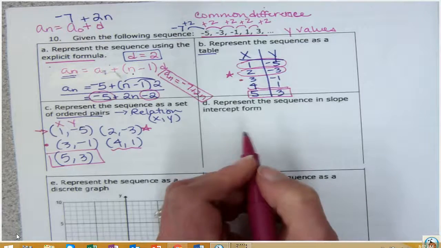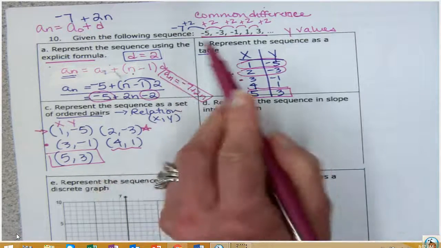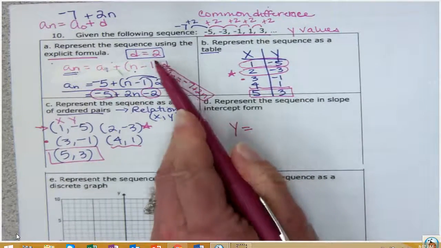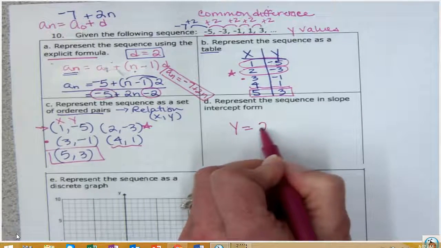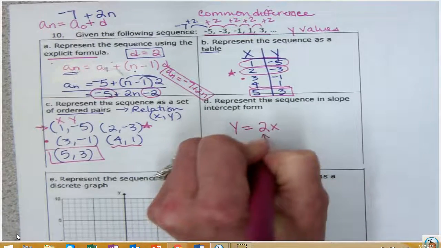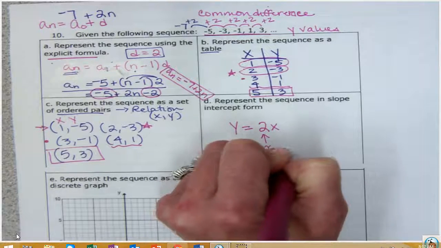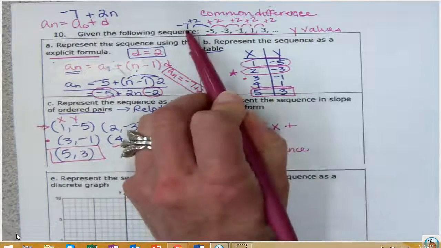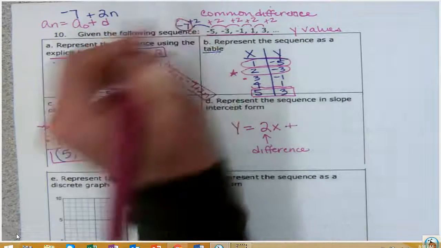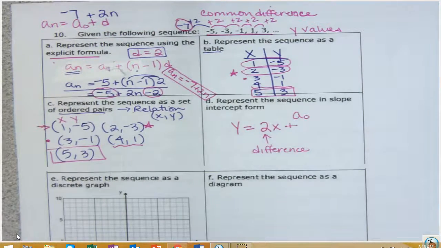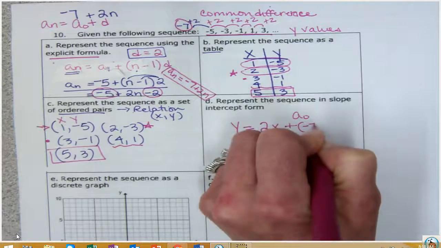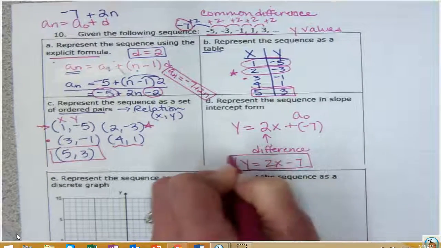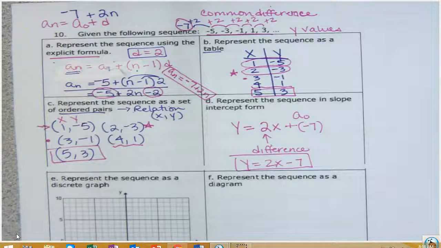Okay, in slope-intercept form, same type of thing. You're going to come up here and say your Y is going to be equal to your D, which is your slope, this is your difference, times your X plus your Y-intercept, which would be your a sub 0, which is your negative 7. So Y equals 2X minus 7.